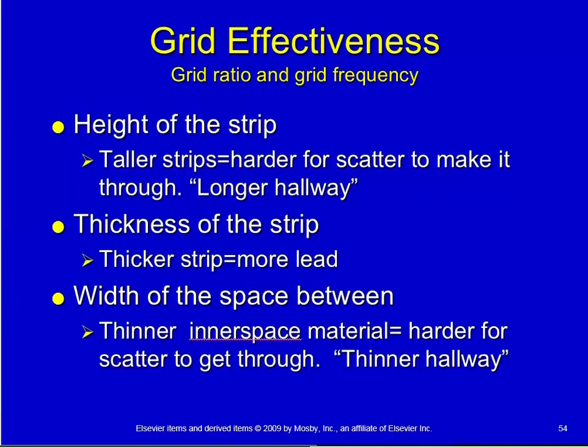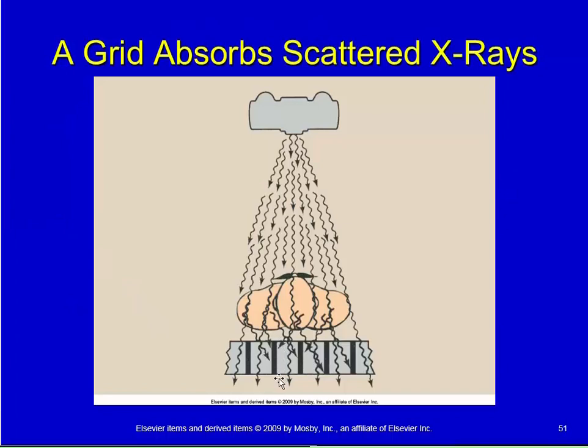So the effectiveness of the grid is determined by a number of different things. So the height of the grid strip, that is the taller or the thicker the grid, going back to the graphic, the thicker the grid is this way, then the longer these distances are in between the grid strips. So if you can imagine drawing this grid much further down, and you're looking at the different interactions inside of the grid, the further down this goes, the harder it would be for some of these photons to travel all the way through the grid.